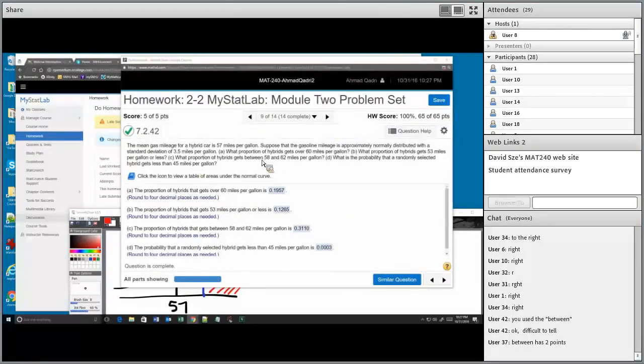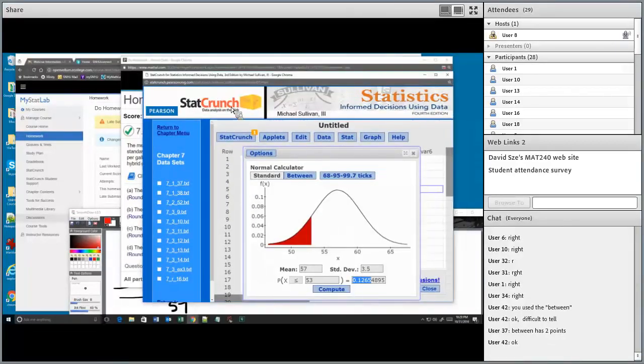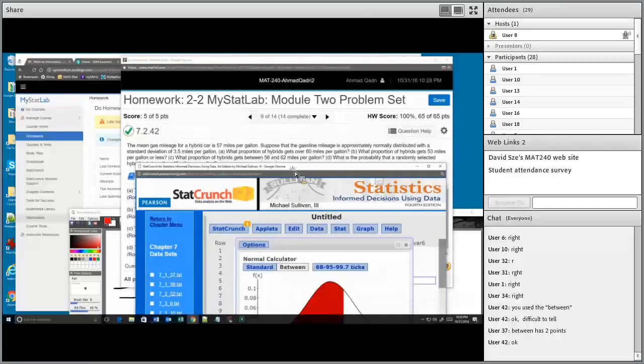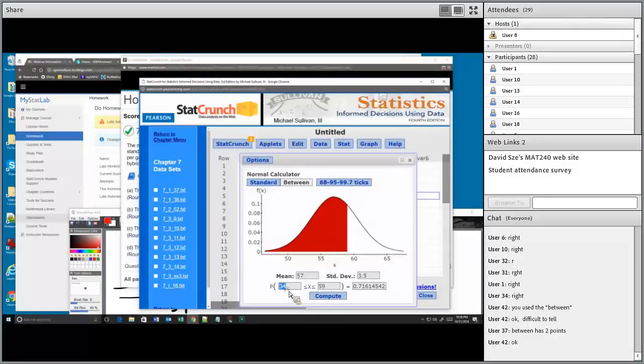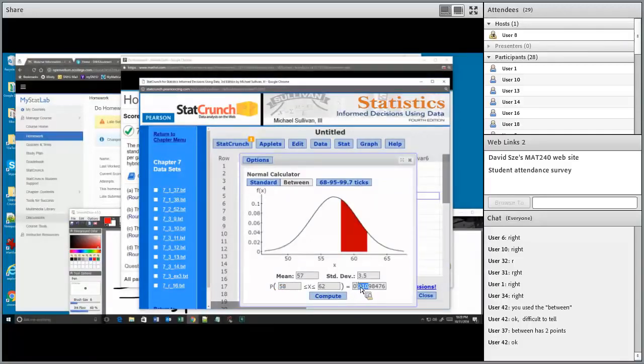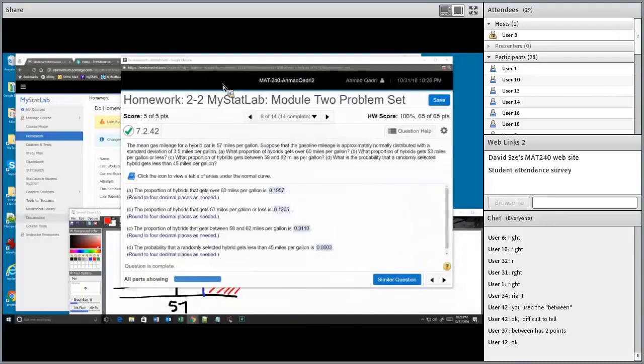What proportion get between 58 and 62? So now I have to click on between. The mean and standard deviation remain the same, and I am going to change the two values. I need 58 and 62 as the two values, and I get 0.3110.